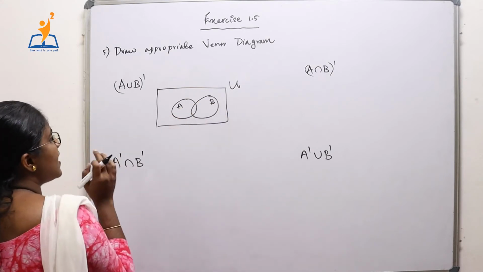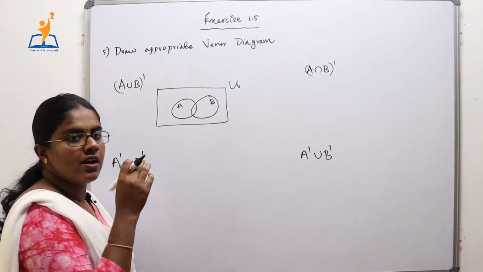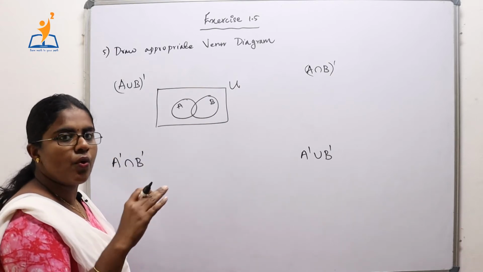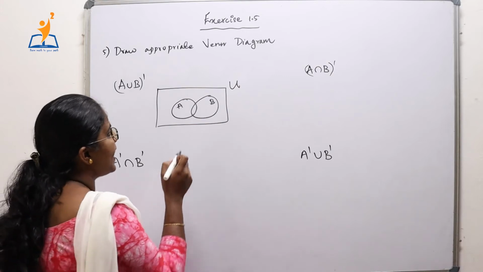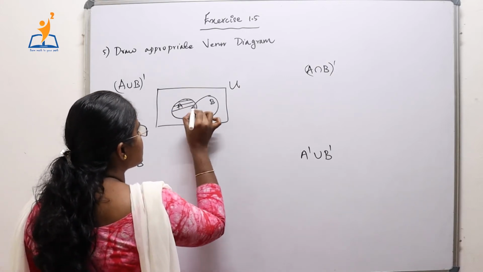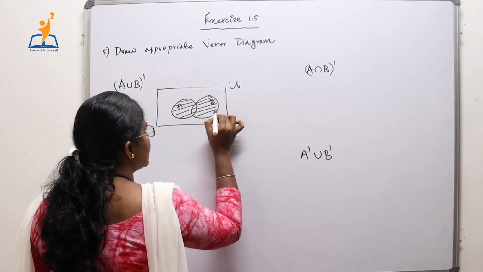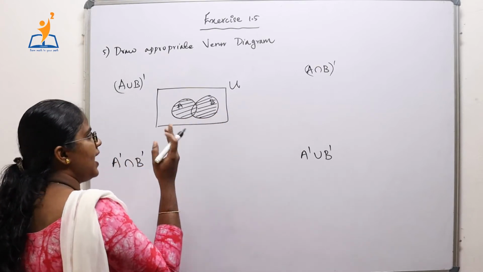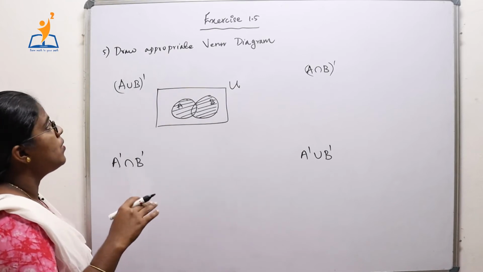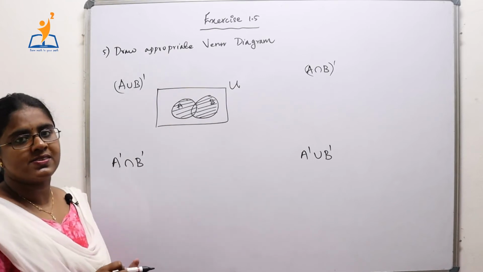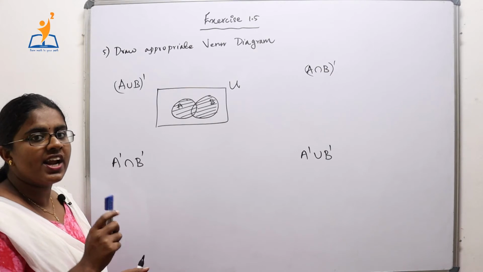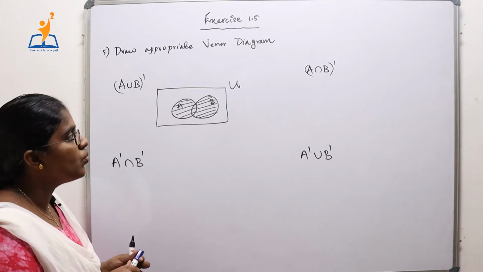And what is A union B? It is the union of A and B, that is the set of all elements from A and B. So this shaded region is A union B. It contains all the elements from A and B. Now we want the complement of this set, so we are going to shade the complement using the blue ink.